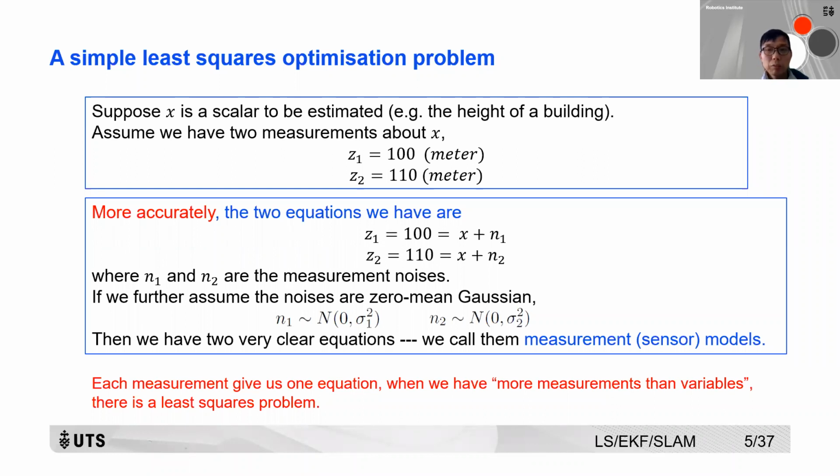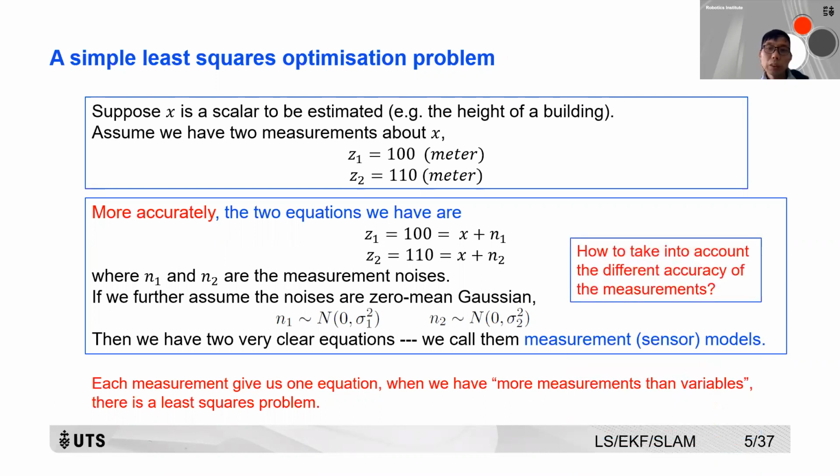From the previous page, we can see one piece of information we didn't really use: the accuracy of the measurements. We know the noise in the first measurement has this variance, and the noise in the second measurement has the sigma 2 square variance. So how does that influence the final estimate? Can we take that information into account?